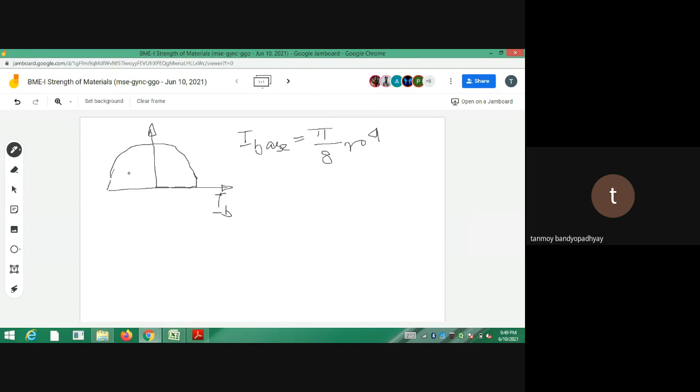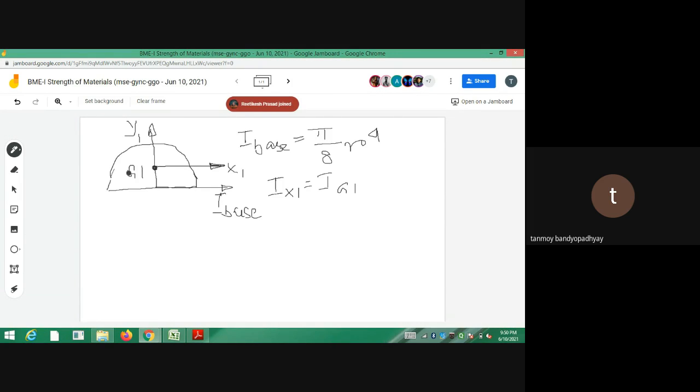Initially, I have to find out the moment of inertia of the semicircle about its own CG. Let's call this plane figure 1. So let's first calculate IG1. IG1 is the moment of inertia about its own centroidal axes, which I am calling x1 and y1. So let's calculate Ix1, or rather Ig1.